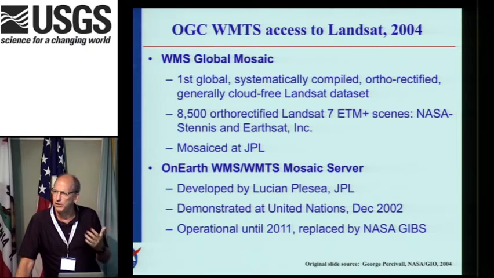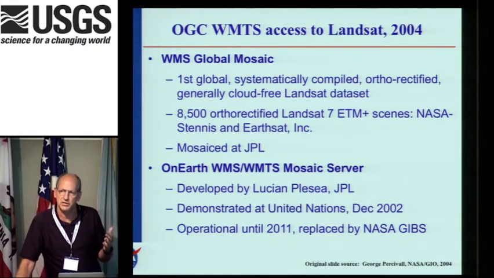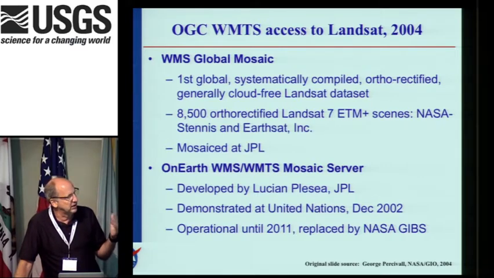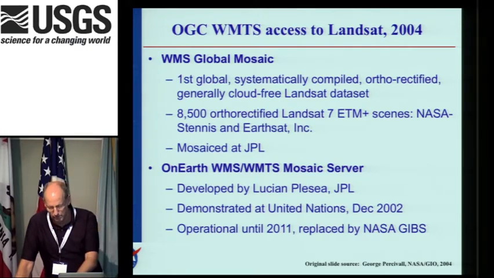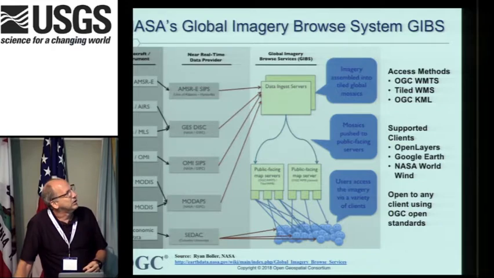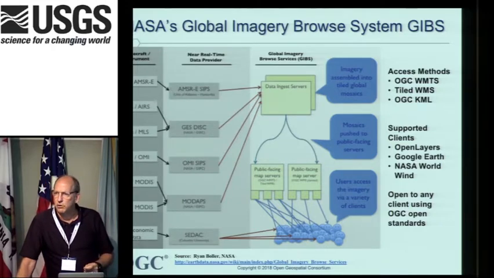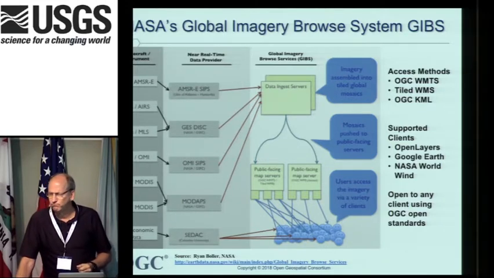A guy some of you probably know, Lucian Plessa, now with Esri, did some amazing work back when it was HPC and supercomputing, before we talked about clouds and all that kind of stuff. He developed an amazing WMS, WMTS mosaic server, demonstrated at the United Nations in 2002. It's been operational until it was replaced by this, which is GIBS, Global Imagery Browse System.